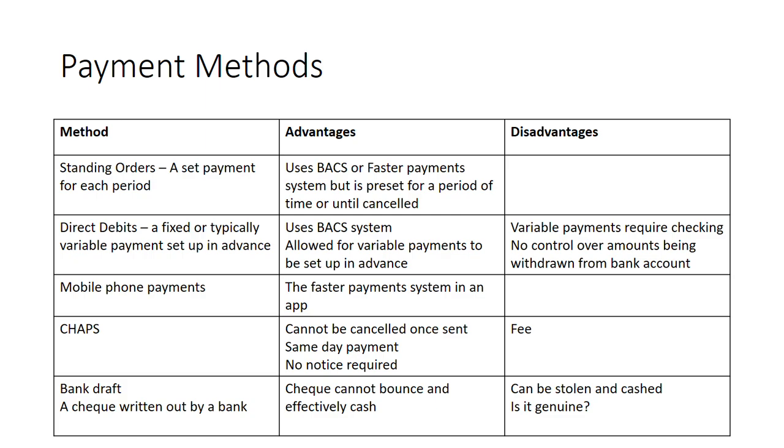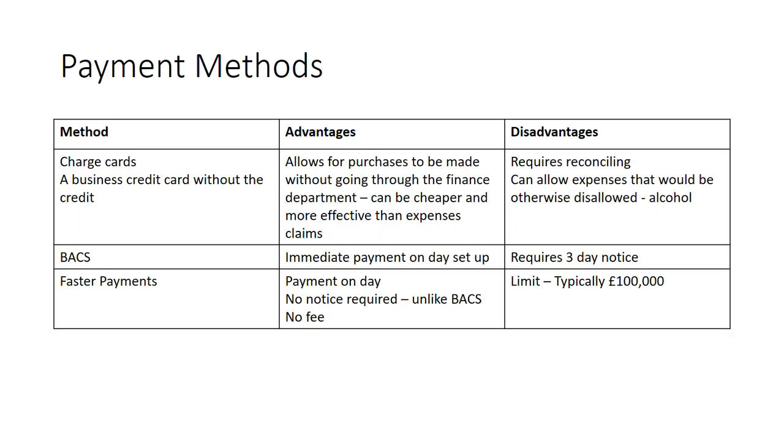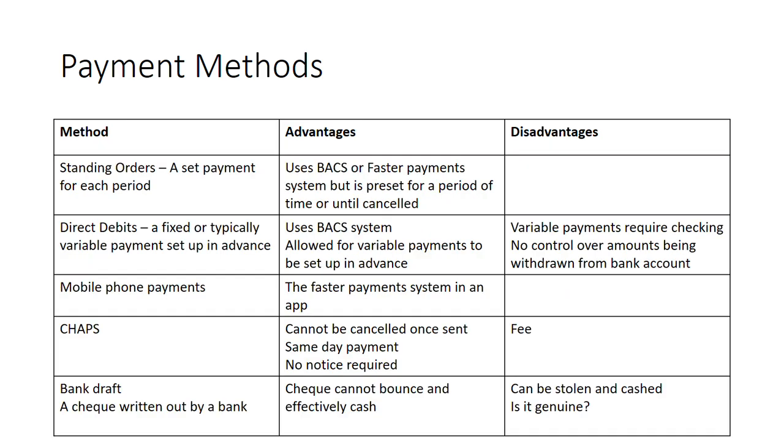So we've got our BACS and we've got our Faster Payments, and so these are transfers between bank accounts. Now we've got some things which will be types of BACS and Faster Payments. So something which we call the standing order. So we've set that up, and this is going to be a set payment for each period of time.